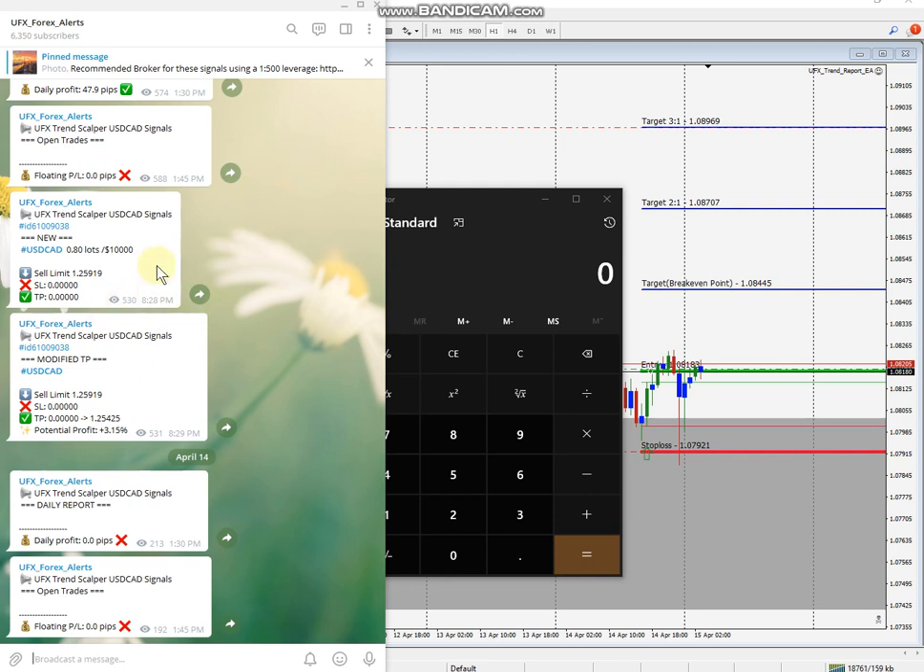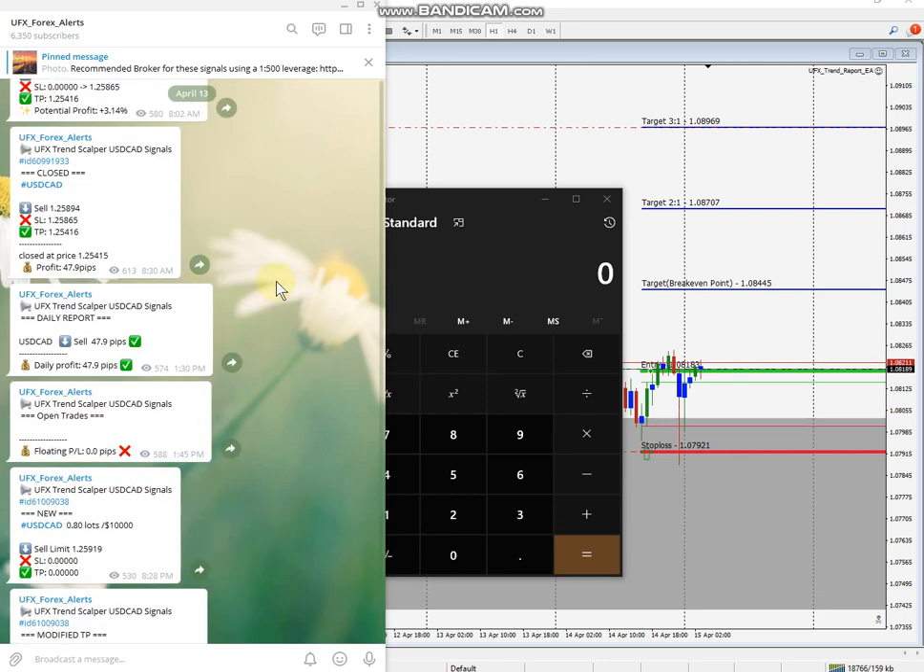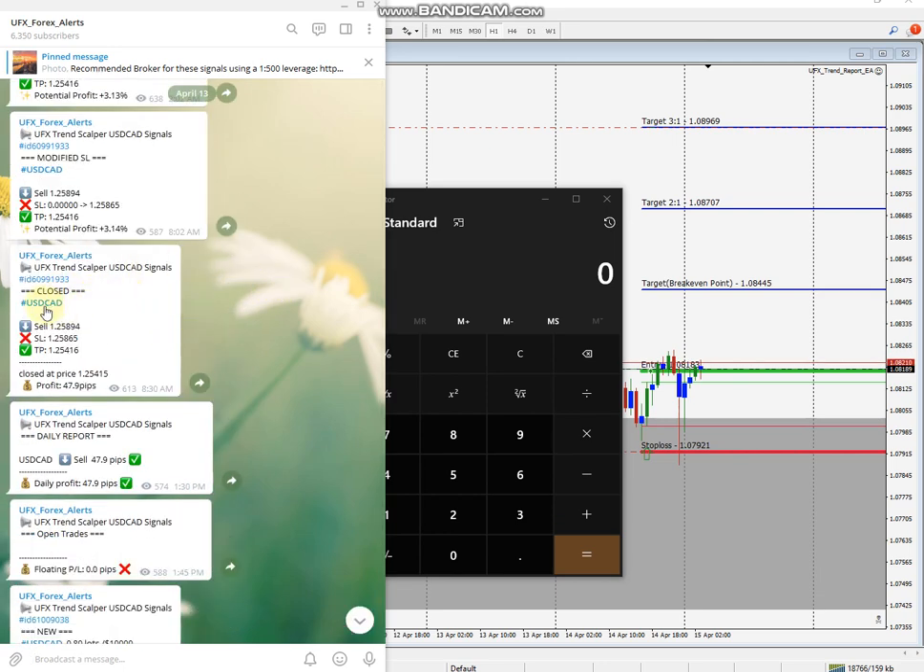Okay, the strategy I'm using on this is multiple time frames. I'm looking at the weekly, daily, 4-hour, 1-hour, and 15-minute. Okay, and I have right now in the USD CAD, my bias is to the downside, so I'm only looking for sells right now in USD CAD. And you can see some of these other trades here. We closed this one, 47.9 pips.